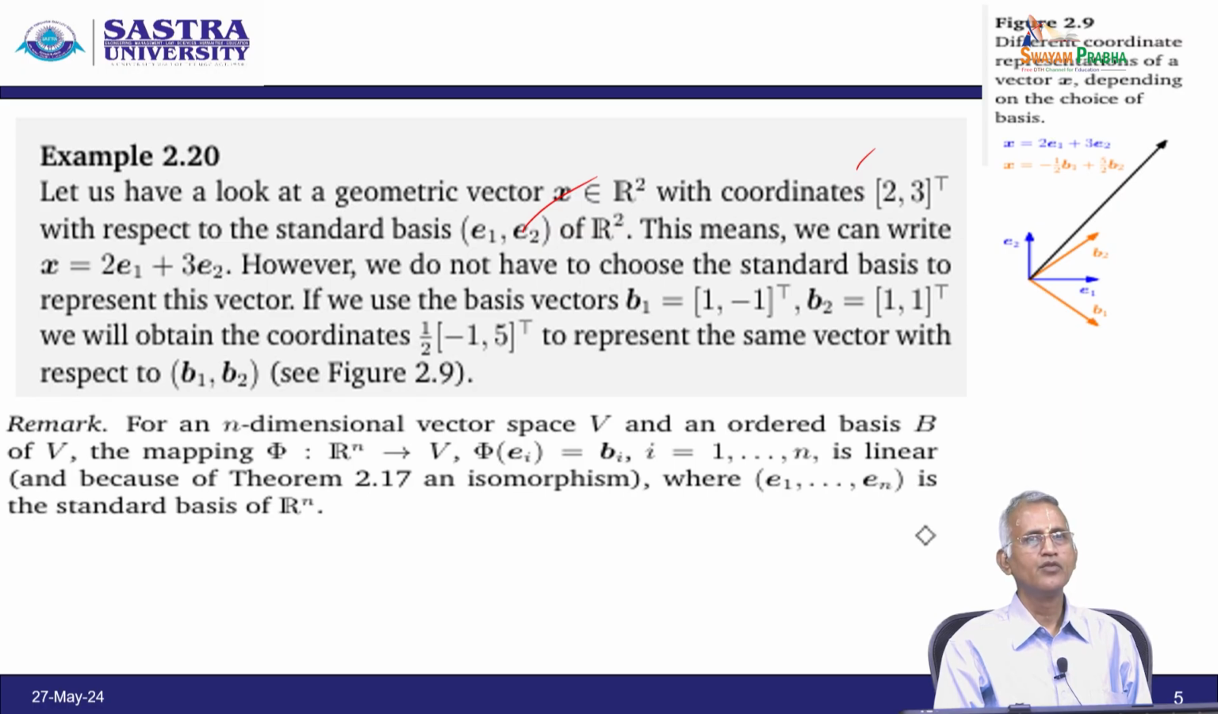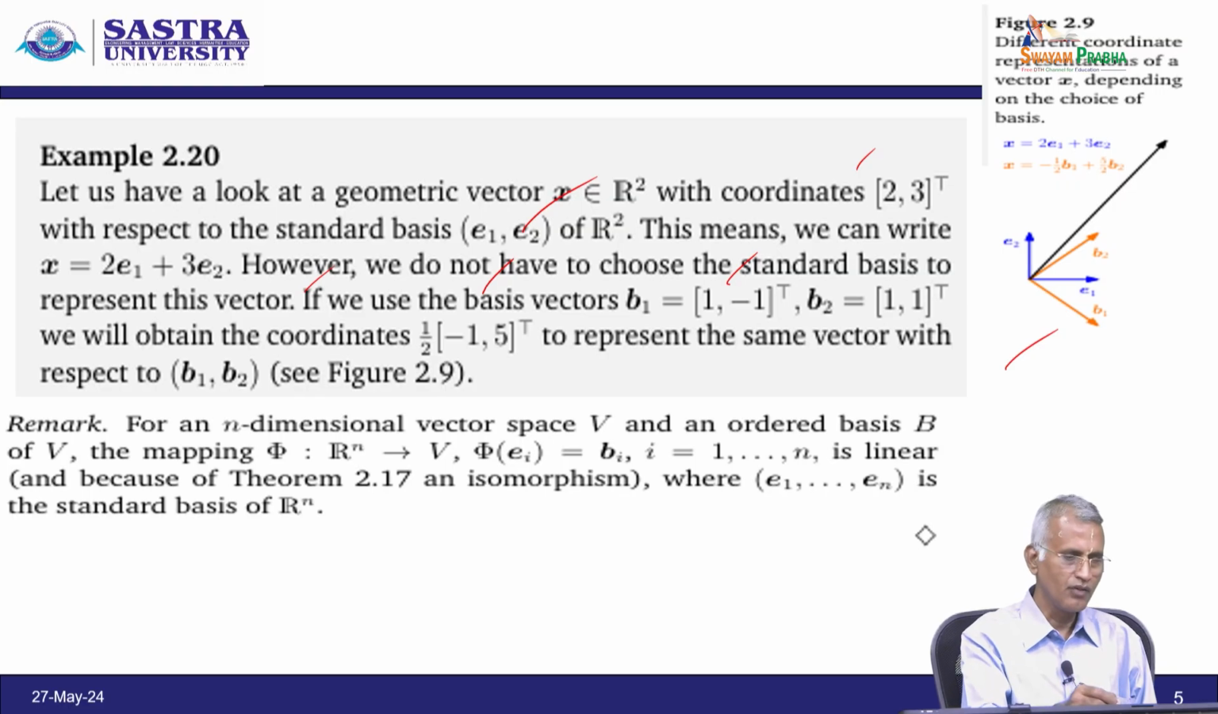However, we do not have to choose the standard basis to represent this vector. If you use the basis vectors b1 equal to 1 comma minus 1 and b2 equal to 1 comma 1, we will obtain the coordinates half into minus 1 comma 5 to represent the same vector with respect to b1, b2. See the picture of a different coordinate representation of a vector x depending on the choice of the basis.